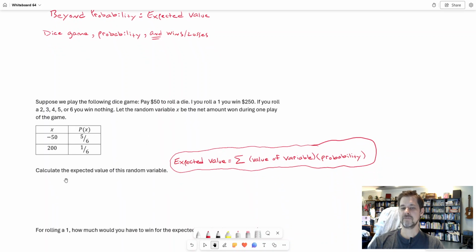All right, now my first question, can you calculate the expected value of this random variable? So our formula for that, for any problem that asks us for an expected value of any random variable, is the value of the variable times the probability of that value. This symbol means we're going to add up all of those. So I take the first value times the probability plus the second value times the probability.